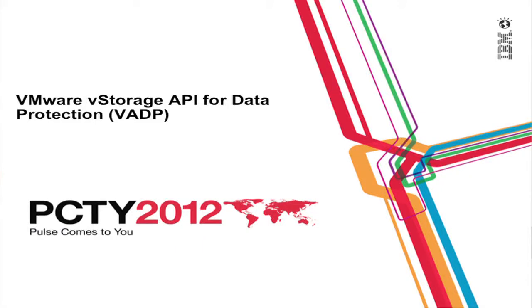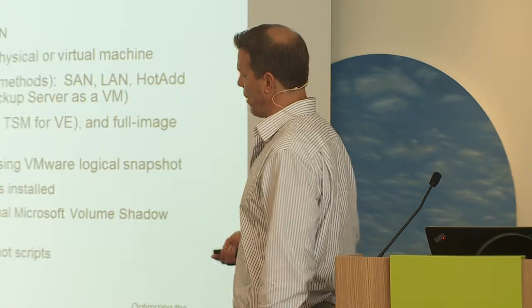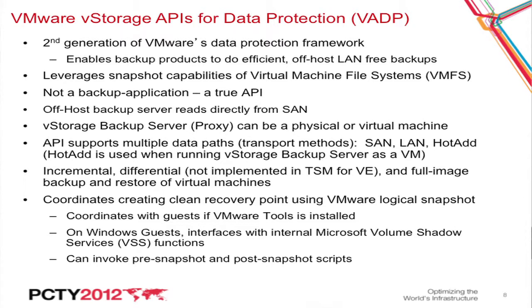Let's tell you. Before we do that, I'll fly through a quick tutorial. Let me do a very quick tutorial on the VMware vStorage API for data protection. This is the new API. It replaced the VMware Controlled Backup API. So this is their new API. It is the second generation of the API. Under the covers, it does some snapshotting through VMFS, the virtual machine file system. It doesn't do backup. It's just an API.